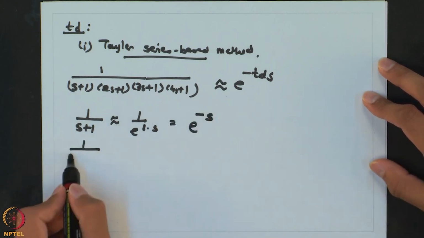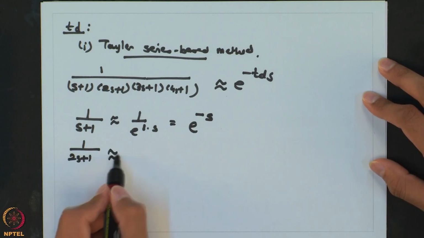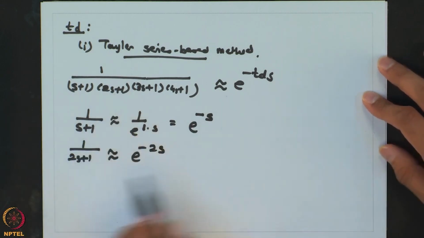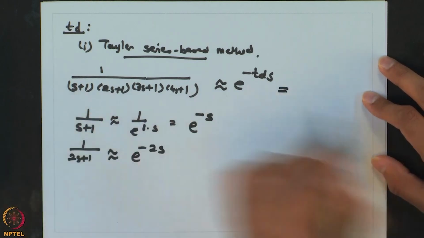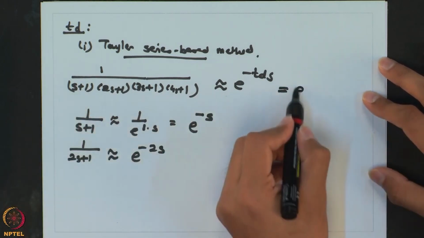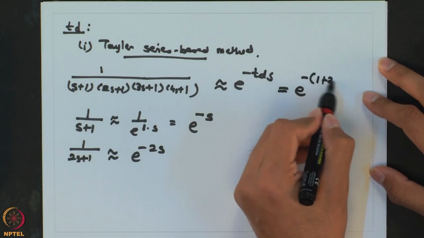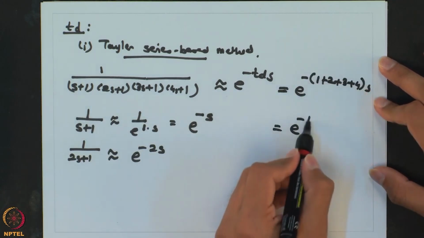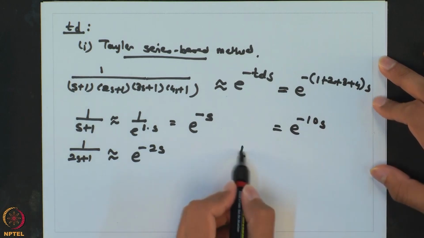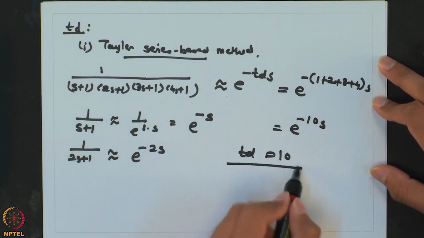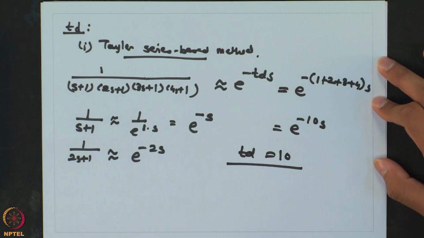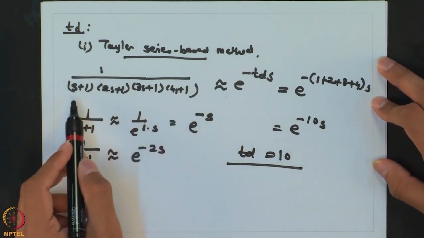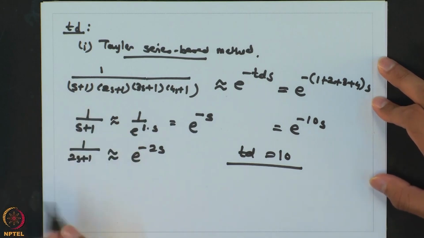So similarly, you can write that 2s plus 1 will approximate to be e raised to minus 2s. So this entire time, for this particular example, it will be equal to e raised to minus (1 plus 2 plus 3 plus 4)s, which is equal to e raised to minus 10s. So your TD will be equal to 10 in this case. So to get the dead time, you just approximate the remaining transfer function as a Taylor series approximation.